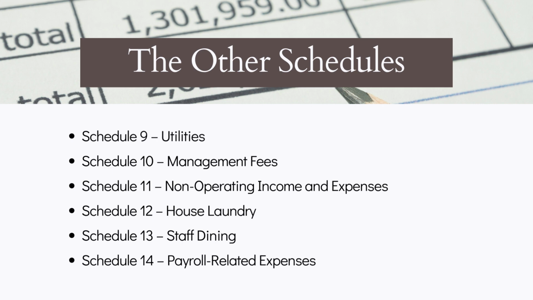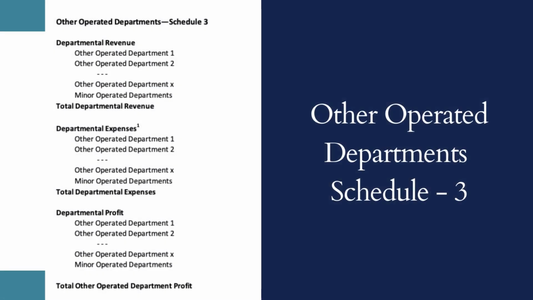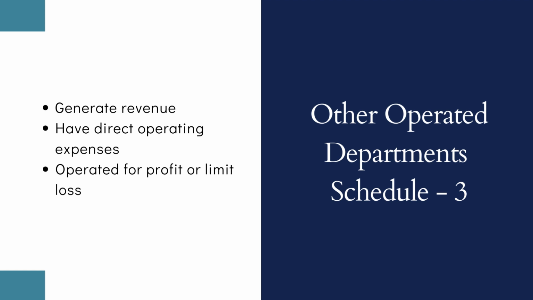So let's dive right in and explore these schedules to gain a deeper understanding of how they shape the landscape of the lodging industry. Starting with Schedule 3, Other Operated Departments. Imagine this as the central hub where revenue and expenses converge for a variety of other operated and minor operated departments within a hotel. These departments not only generate revenue but also come with direct operating costs. They are strategically managed to either generate profits or minimize losses.